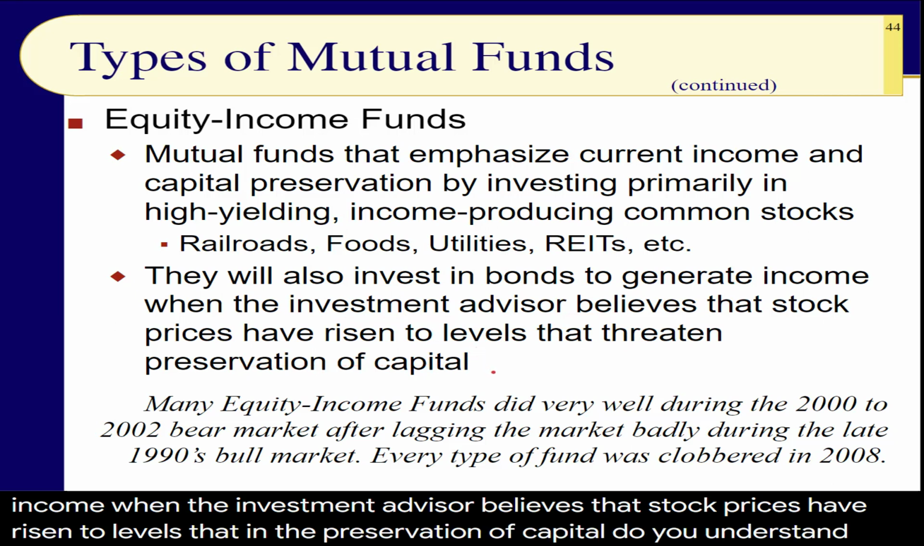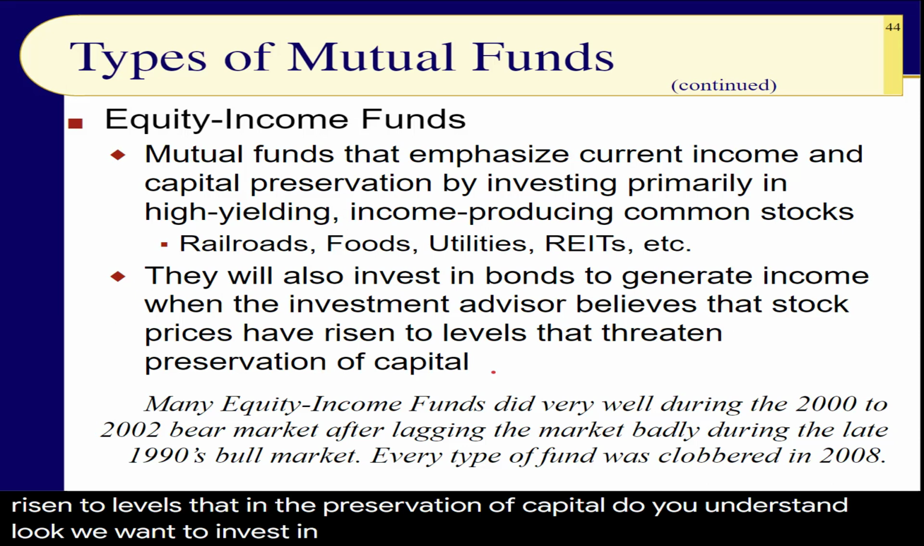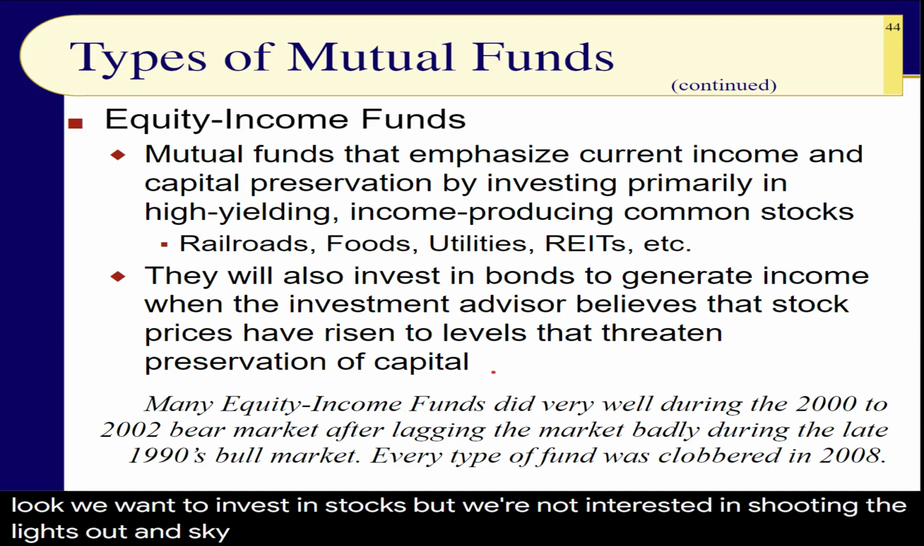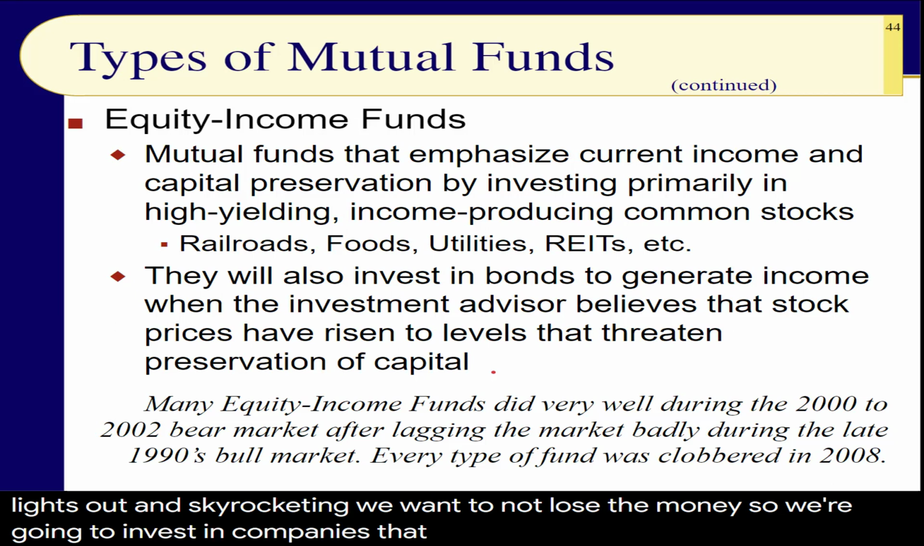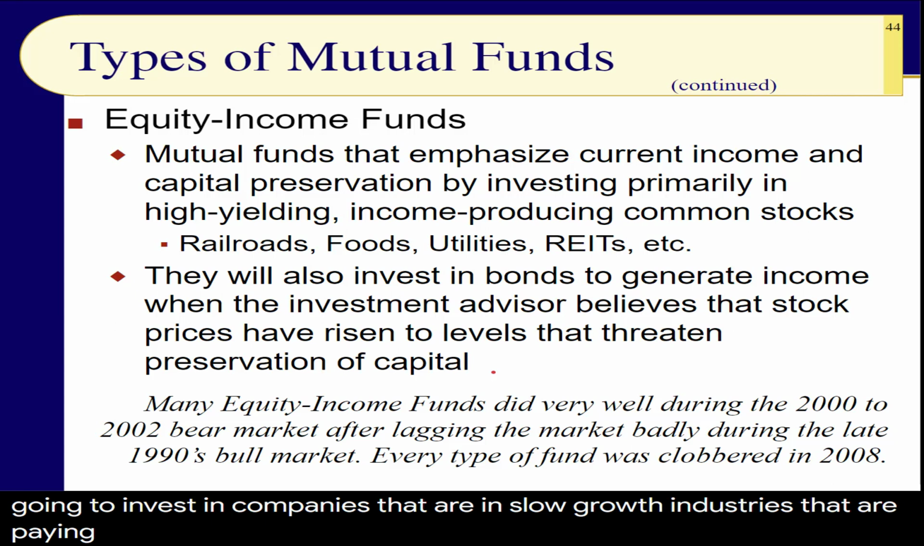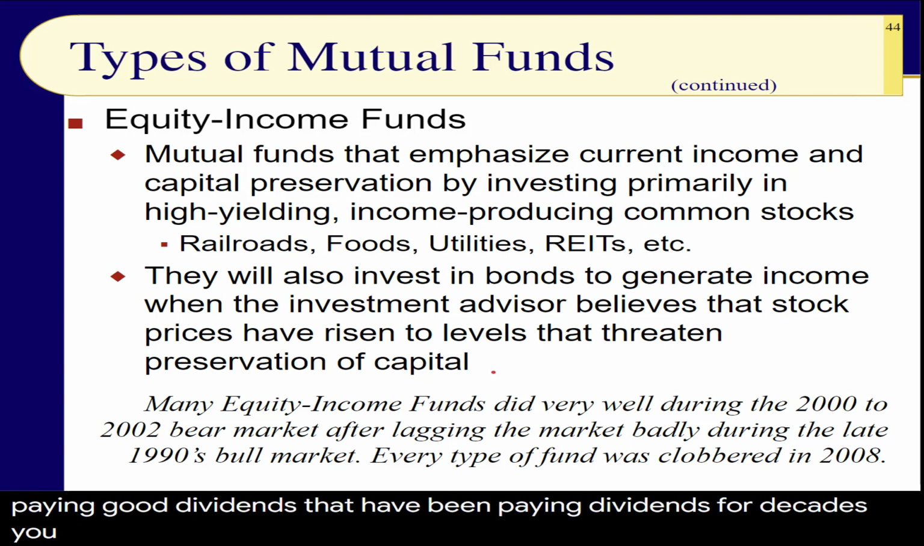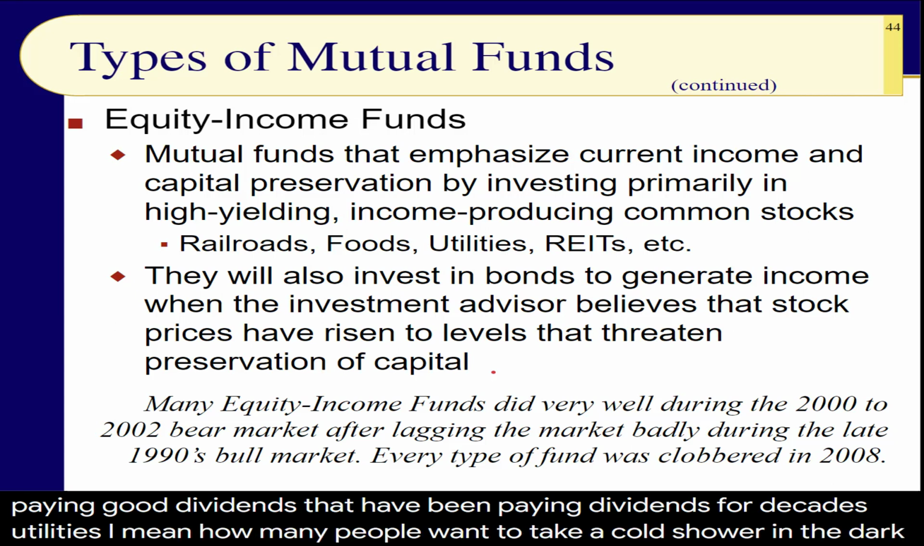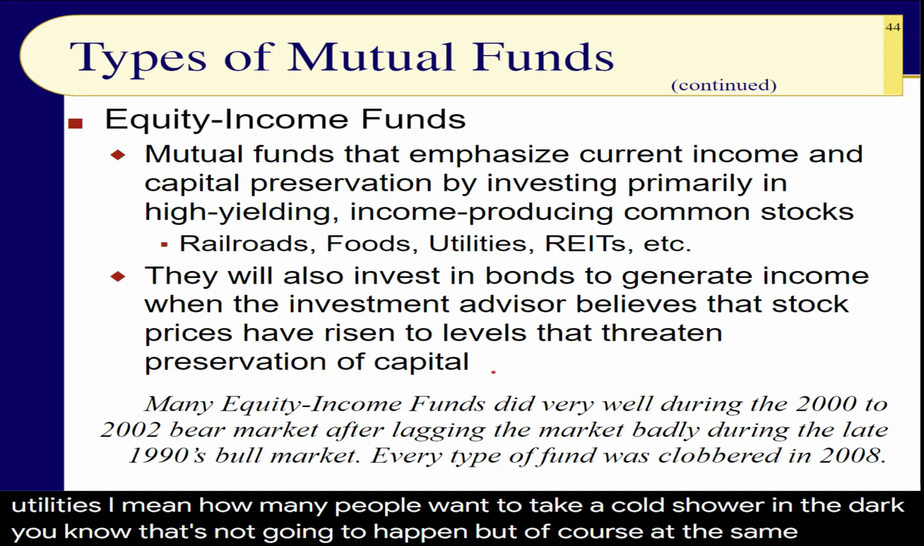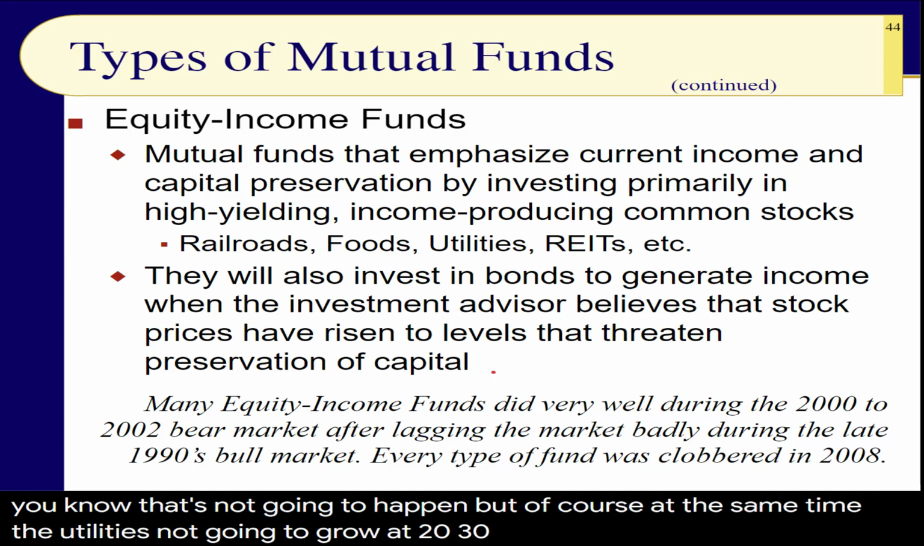Do you understand? Look, we want to invest in stocks, but we're not interested in shooting the lights out and skyrocketing. We want to not lose the money. So we're going to invest in companies that are in slow growth industries, that are paying good dividends, that have been paying dividends for decades. Utilities. I mean, how many people want to take a cold shower in the dark? That's not going to happen. But of course, at the same time, the utility is not going to grow at 20, 30, 40%.